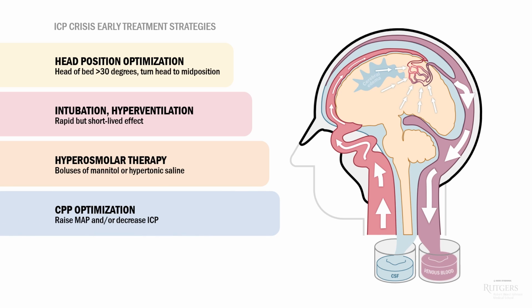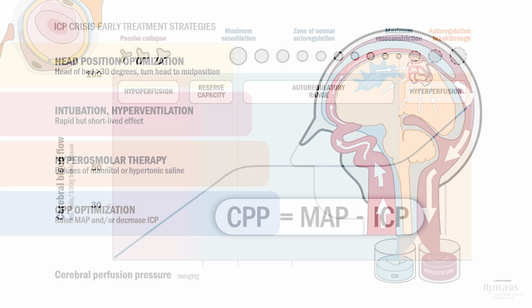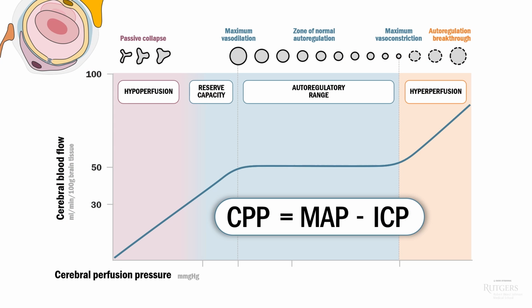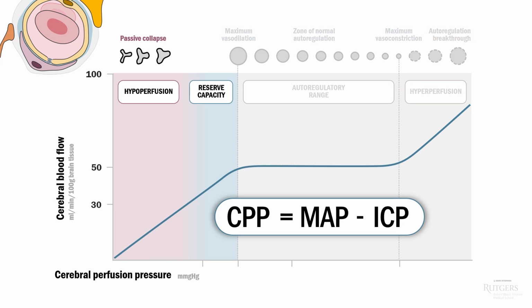Next, remember that ICP is important, but more so due to its effect on CPP. Say our patient's ICP jumps to 40 and the MAP is 85. What would the CPP be? Right, 45. And that would place the patient at risk for, right again, ischemia. We can increase the MAP by administering pressors.